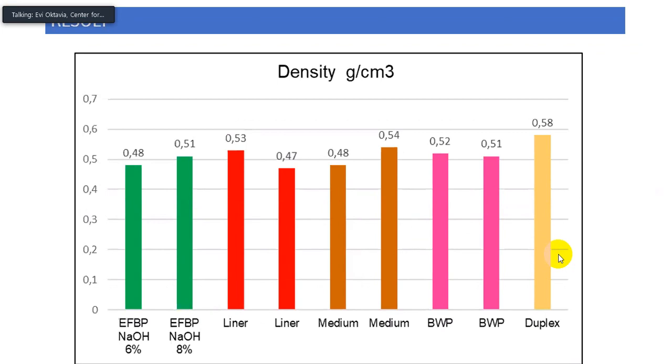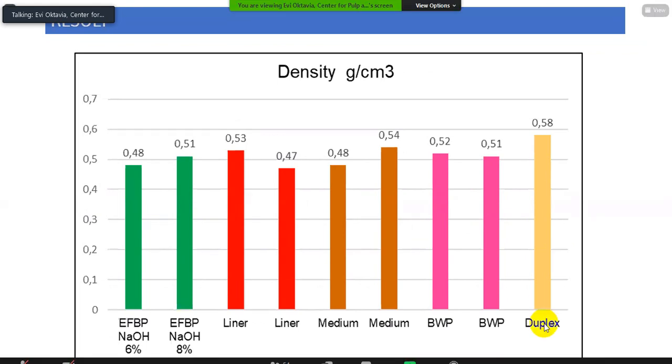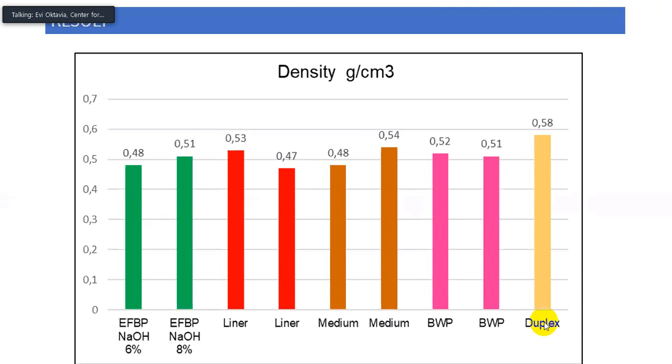The density of EFB is quite lower compared to the density of commercial brown paper. Because in commercial brown paper, they usually put some additives, but in this study, they only use 100% EFB pulp. That's why the density is lower compared to the commercial brown paper. And this will be a good thing in producing duplex paperboard.